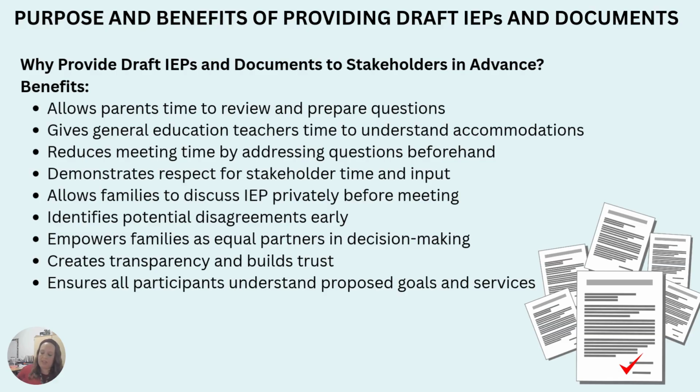Providing materials in advance demonstrates genuine respect for the stakeholders' time and contributions, signaling that their input is valued. Families can discuss the IEP privately with trusted advocates or relatives before the meeting, reducing anxiety and increasing confidence in participation. Early distribution allows potential disagreements or concerns to surface before the meeting, giving the team time to gather additional information or reconsider proposals. This practice empowers families to be equal partners in decision making rather than passive recipients of school decisions.